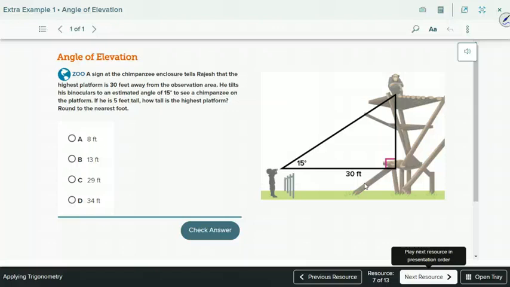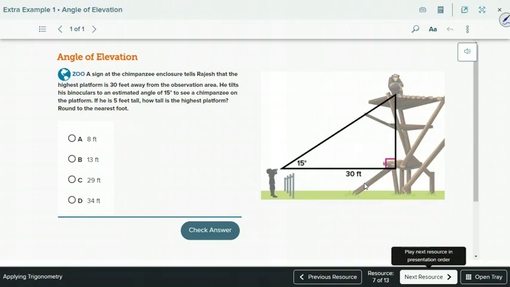Okay, so we're at a zoo in this case. A sign at the chimpanzee enclosure tells Rajesh that the highest platform is 30 feet away from the observation area. He tilts his binoculars to an estimated angle of 15 degrees to see a chimpanzee on the platform. If he is 5 feet tall, how tall is the highest platform? We are rounding again to the nearest foot on this one.